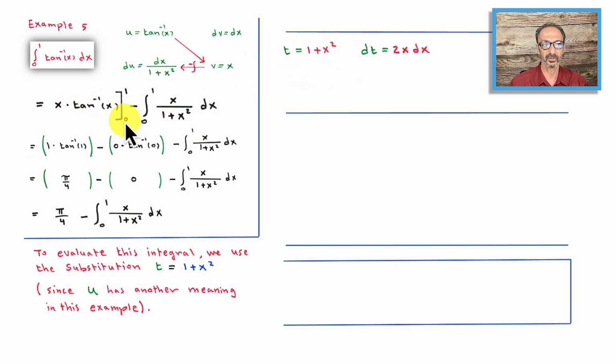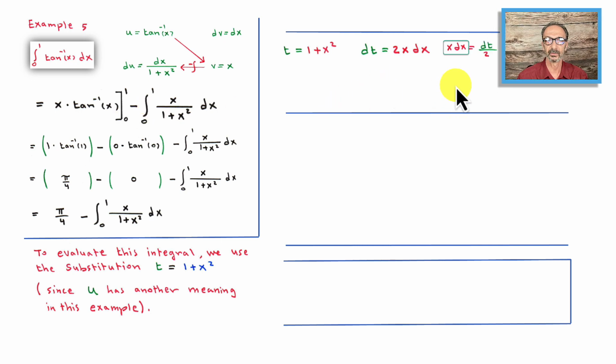And the limits were from 0 to 1, that's x's. And of course, if you simplify, dividing by 2, you end up with x dx by itself, dt over 2. You will see why I kept x dx by itself in just a minute. We're going to change the limits because we changed the variables from x's to t's. You'll see just in a minute.